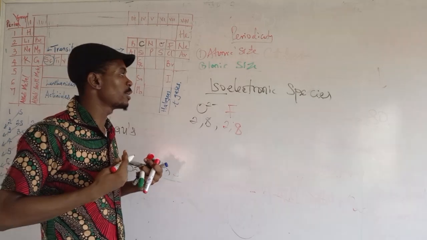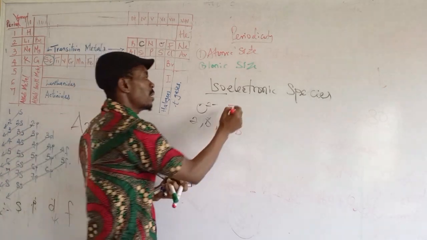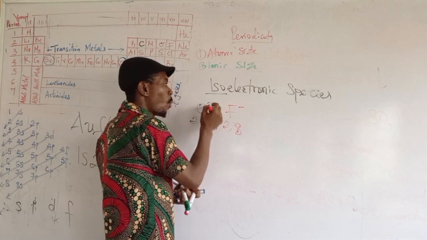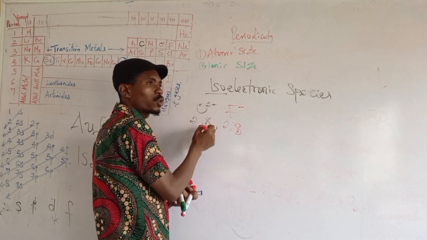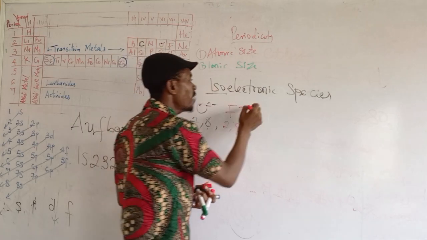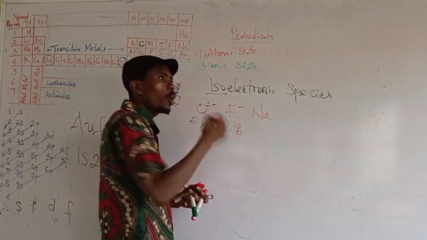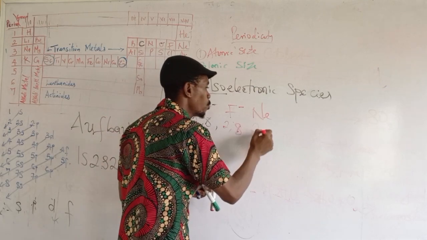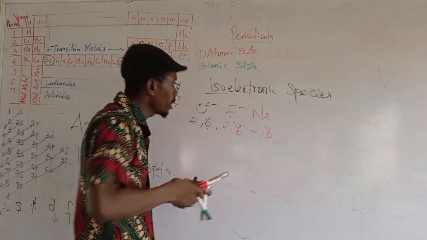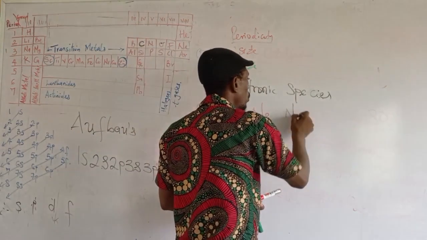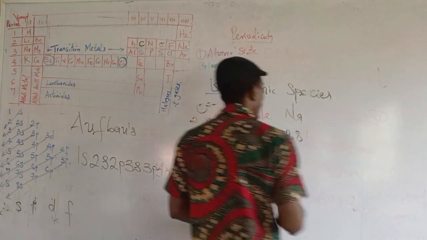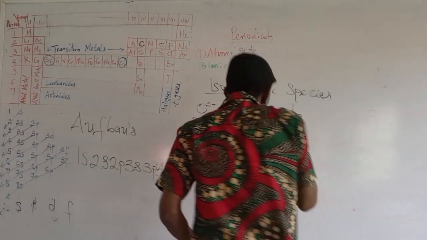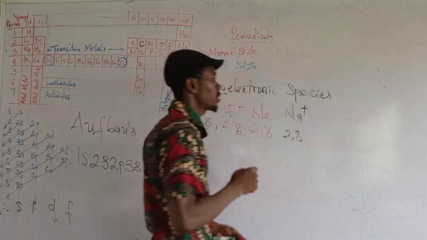And non-metals, when they get electrons, they become negative. If it is 1 electron they gain, -1. Why is oxygen 2-? Because it gained 2 electrons. Then we have neon. Neon in its ordinary state, of course, neon is a stable element, is 2,8. We have sodium. Sodium is 2,8,1, but when sodium loses an electron, it becomes 2,8.